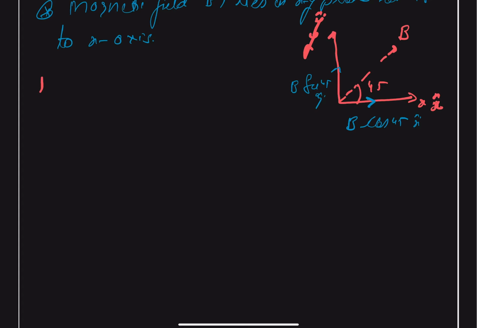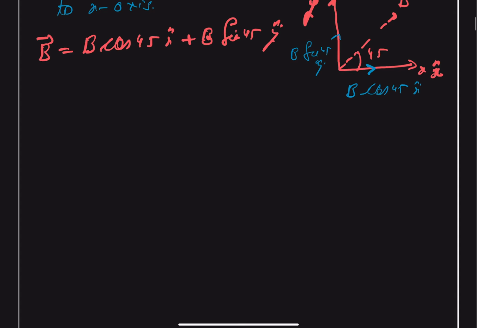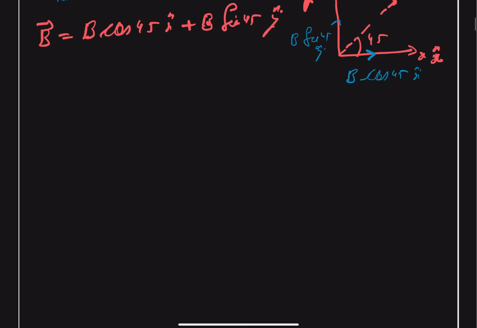So we can say our magnetic field B will be equal to B cos of 45 x unit vector plus B sine of 45 y unit vector. Cos and sine 45 is 1 by root 2. So we can write our magnetic field B will be equal to B upon square root of 2, times x unit vector plus y unit vector. Now we can find out the torque.